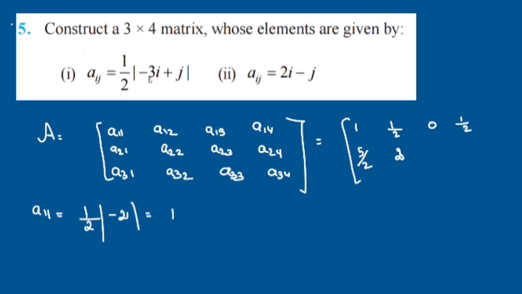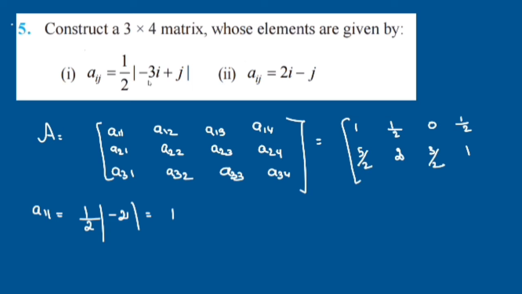A23: minus 6 plus 3, so minus 3 by 2, that is plus 3 by 2. A24: minus 6 plus 4, minus 2 by 2. Minus 1 will become plus 1.